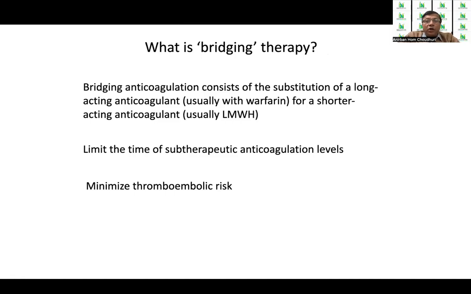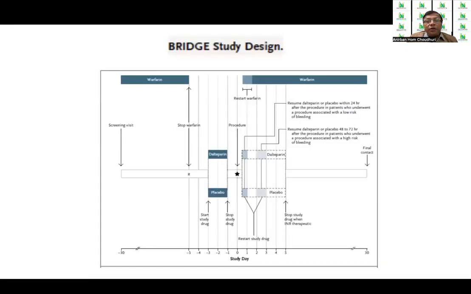Next, coming to what do we mean by bridging therapy? Bridging anticoagulation consists of substitution of a long-acting anticoagulant, usually warfarin, for a short-acting anticoagulant, which is usually low molecular weight heparin. So this limits the time of subtherapeutic anticoagulation levels, reduces the risk of thrombosis, and minimizes the thromboembolic risk.